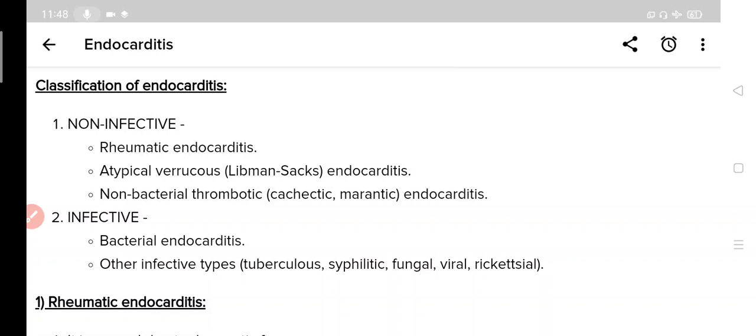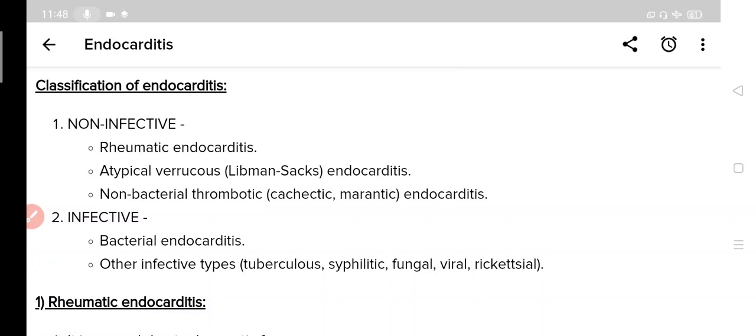In non-infective there are three more types. First one is rheumatic endocarditis, second one is atypical verrucous endocarditis, also known as Libman-Sacks, and third one is non-bacterial thrombotic endocarditis, which is also known as cachectic and marantic endocarditis. So these are the non-infective types. Now the infective types. There is mostly bacterial endocarditis, and then there are other infective types like those caused by tuberculous, syphilitic, fungal, viral or rickettsial organisms. So this is the classification of endocarditis.